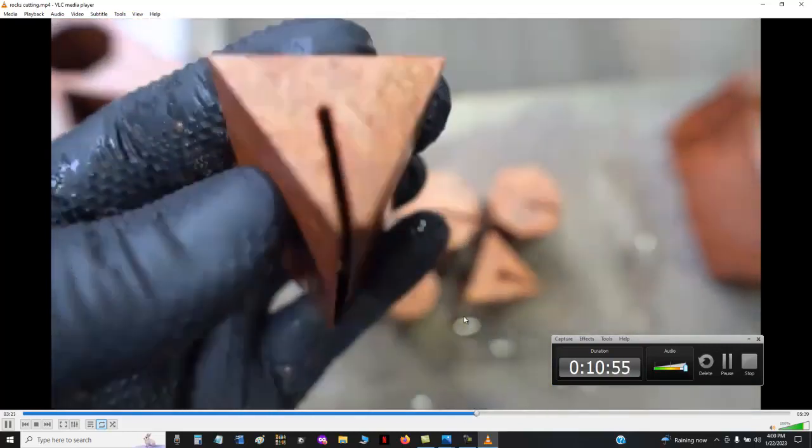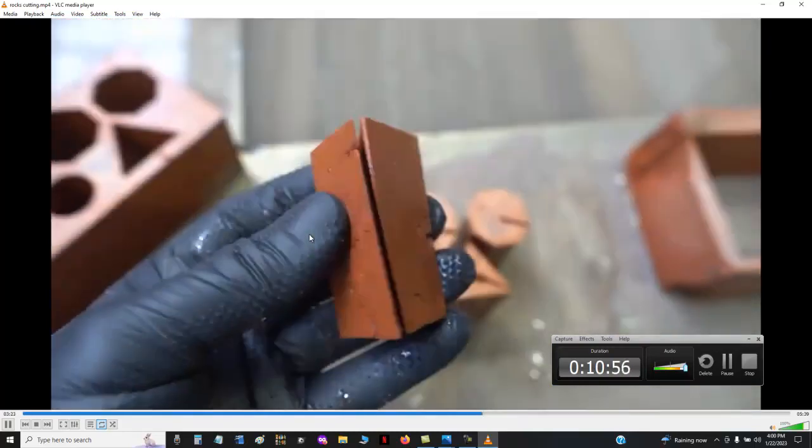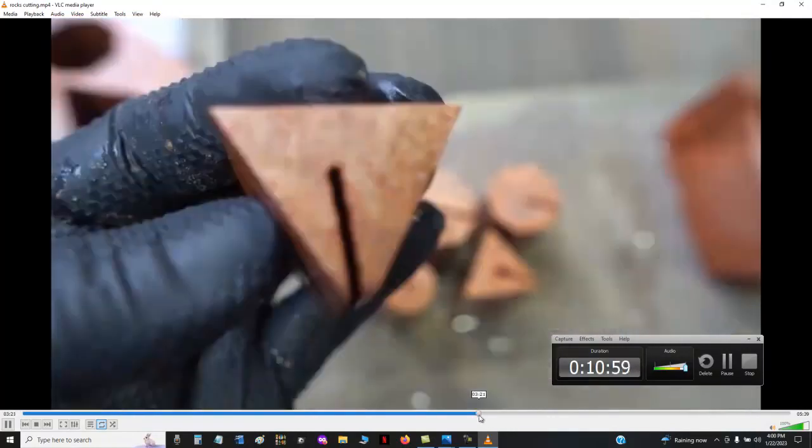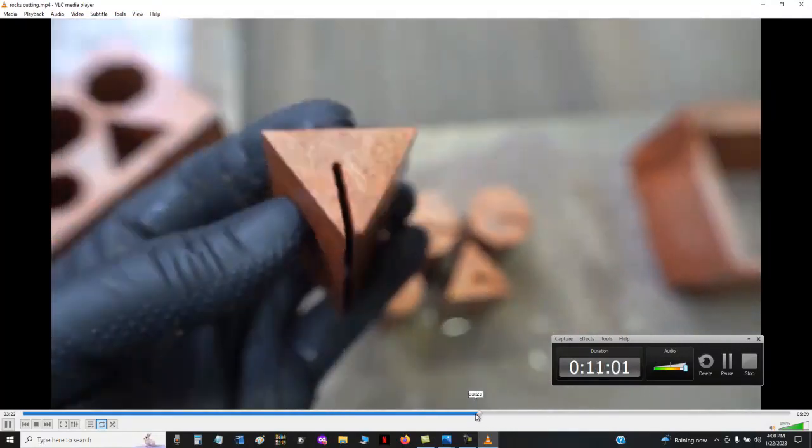So you've got stuff here that shows you, see how that cut right there? Go back for a second. Back.